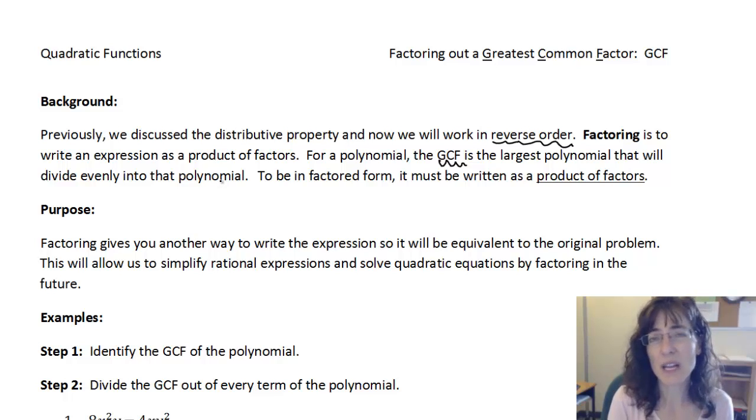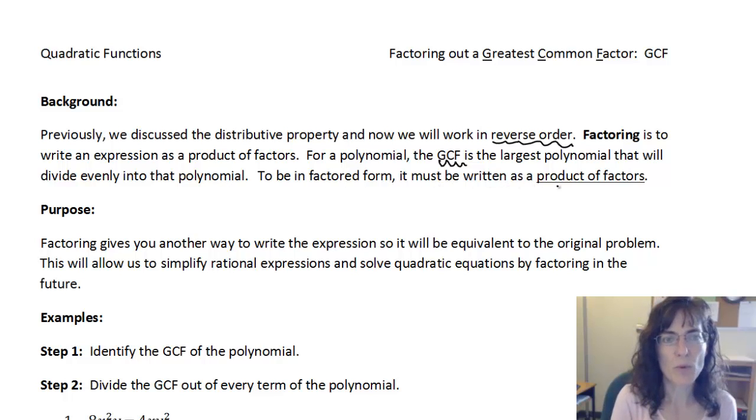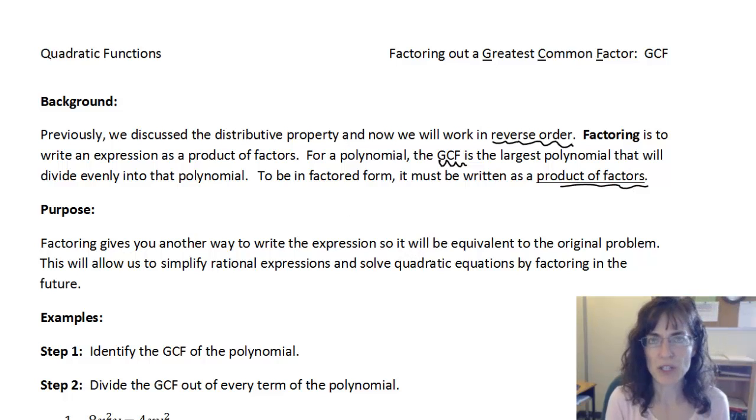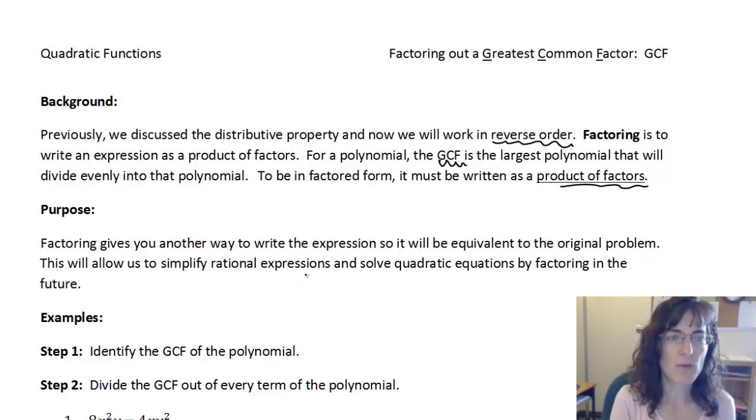And evenly divide means that we aren't left with any fractions. Everything divides out to whole numbers. To be in factored form, we have to have a product of factors. So factoring gives you another way to write an expression equivalent to the original problem, and it allows us to simplify rationals and solve quadratic equations by factoring in the future.